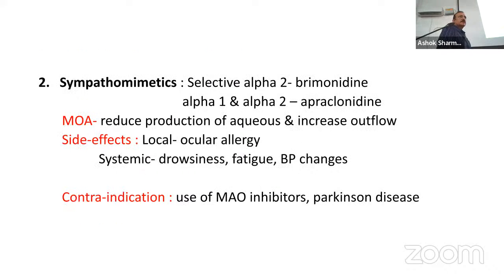Sympathomimetic drugs in glaucoma can be selective alpha 2 agonists like brimonidine. It's neuroprotective also, being frequently used by us. It crosses the blood-brain barrier, causes sedation, right? Apraclonidine can be used post YAG, short acting, right? They all have local effects. They disturb the tear film. There's local ocular allergy, drowsiness, fatigue, BP changes.